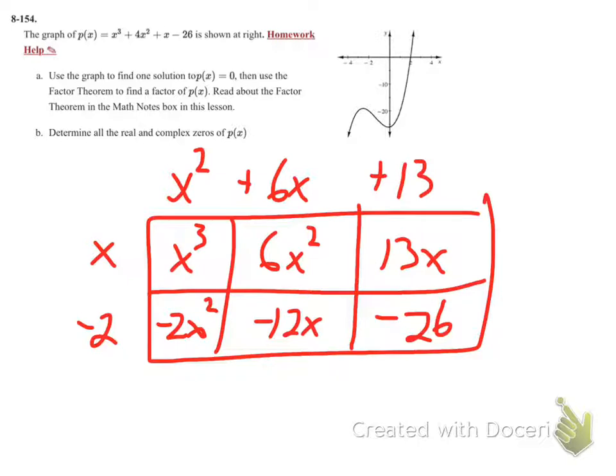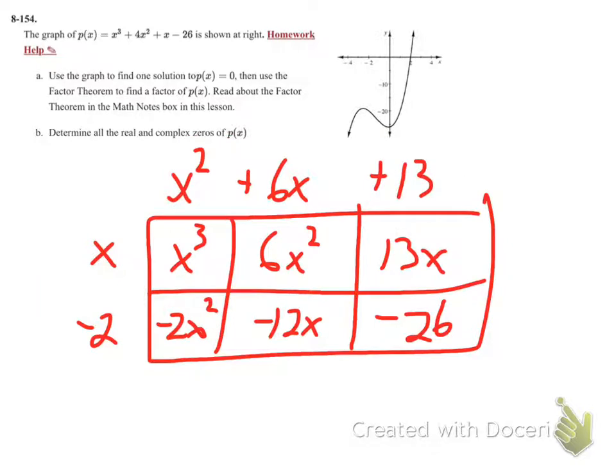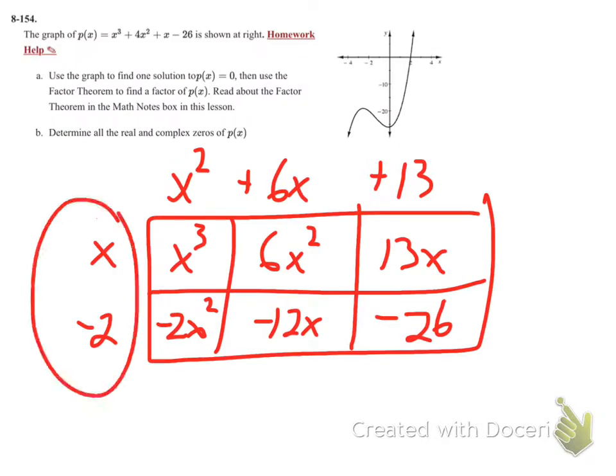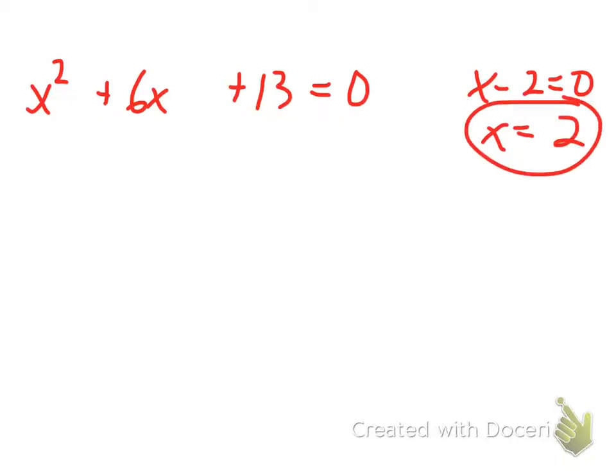So now my factors are x minus 2 and x squared plus 6x plus 13. If those are my factors, now doing the zero product property, I'm going to have this equals 0. I also will have x minus 2 equals 0. We've already determined that that was one of our roots. So x equals 2 is one of our roots.